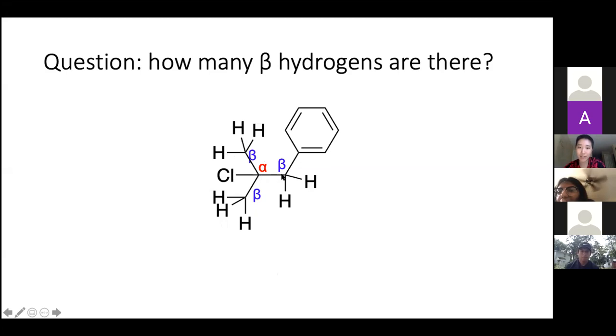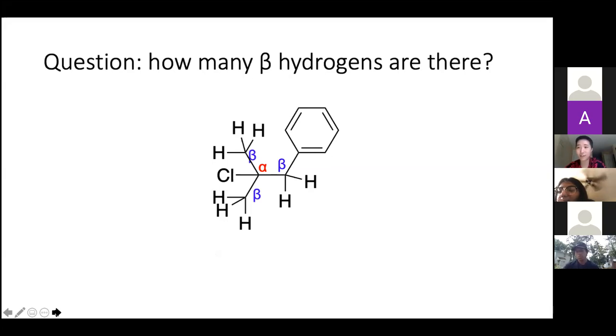And then don't forget that if we go to the right, there's also a beta carbon, which is a benzylic carbon. A benzylic carbon means that it's 1 carbon away from a phenyl ring. We call it the benzylic position. And the hydrogens attached to this beta carbon, we have 2. So 3 plus 3 plus 2 is 8. There are 8 potential hydrogens that we could pull away if we wanted to do an E1 reaction.